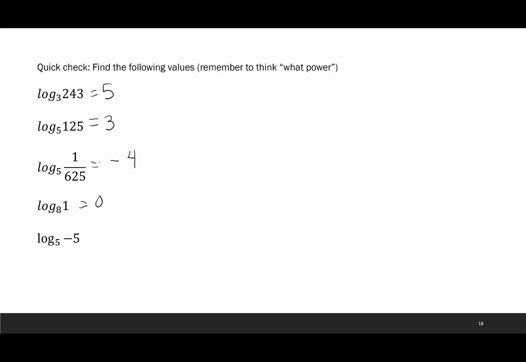Now look at the last one I have on this page, the log base 5 of negative 5. This is kind of a trick question. It doesn't exist, it's undefined, I can't do that. I can't take the log of a negative number, so if you get a problem that says find the log of a negative, you say you're not going to get me, right? That's a trick, and I'm not going to fall for it. There's no answer, it's undefined.